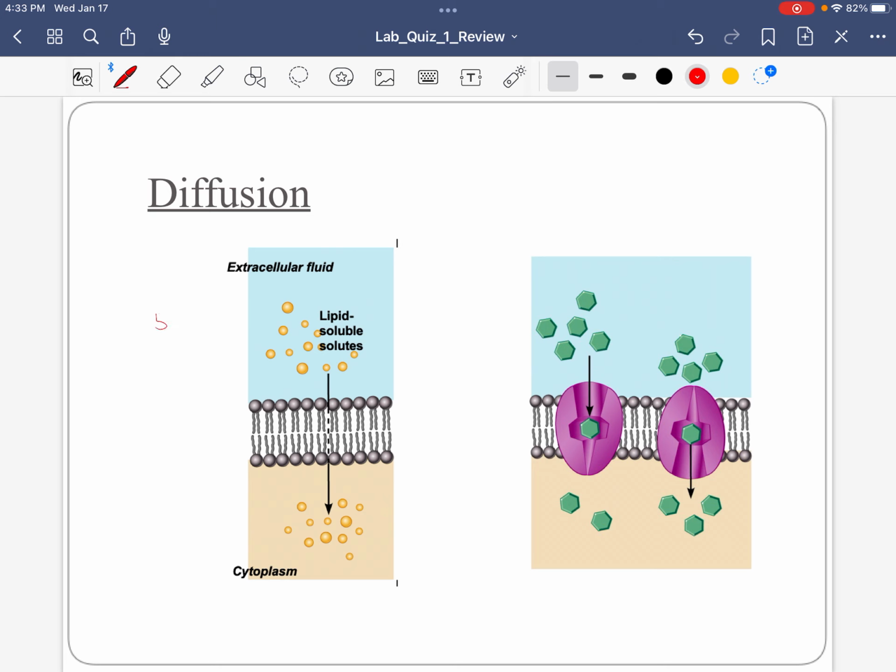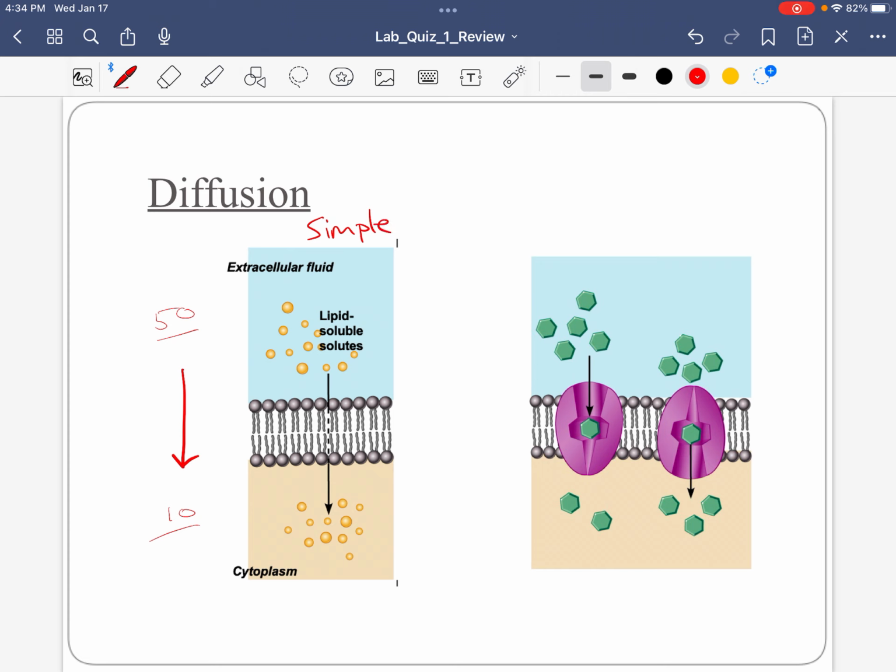What if we have 50 particles on one side of the phospholipid bilayer and we have 10 here? There's a gradient. On one side of the membrane, there's a different amount than the other side. Diffusion means that things move from high to low. High to low.